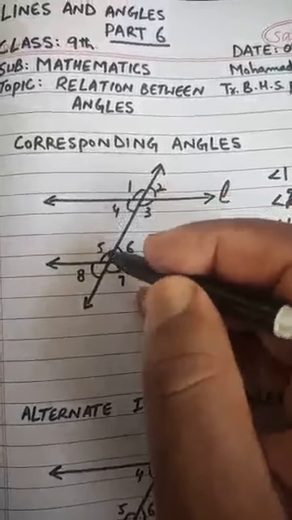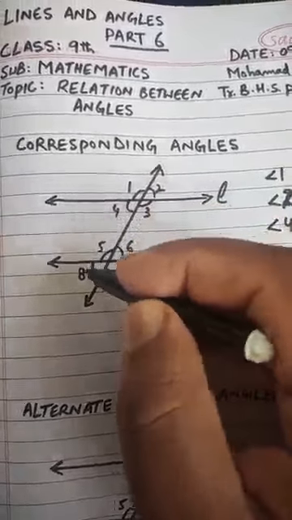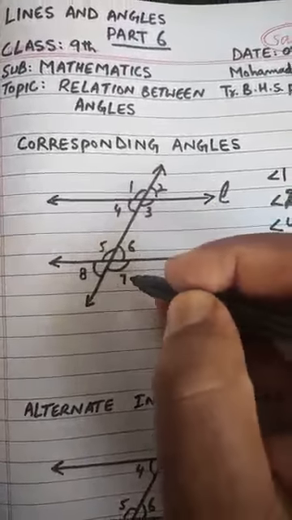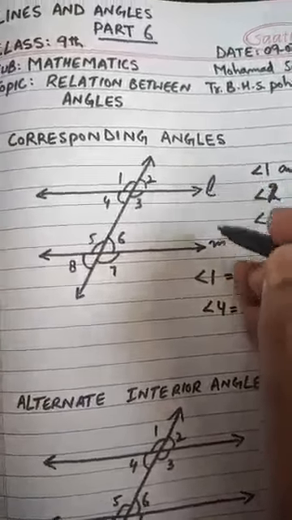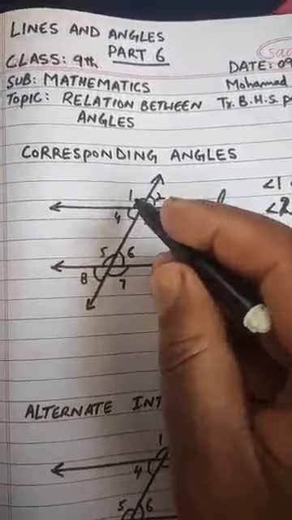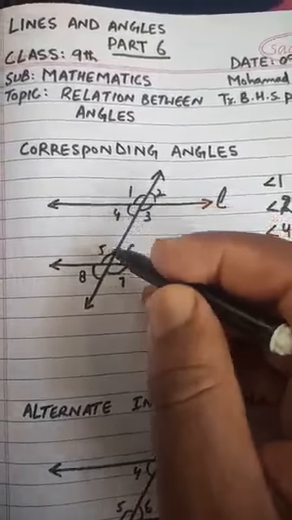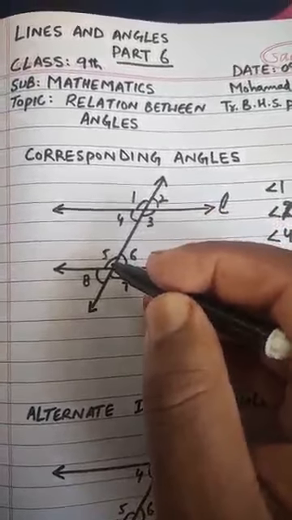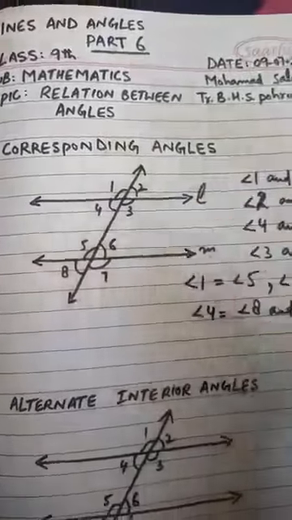Corresponding angles are equal. Angle 1 is equal to angle 5, angle 2 is equal to angle 6, angle 4 is equal to angle 8, angle 3 is equal to angle 7, when these two lines are parallel. If these two lines are not parallel, corresponding angles will not be equal. Angle 1 and angle 5 will be corresponding angles, but these angles will not be equal.